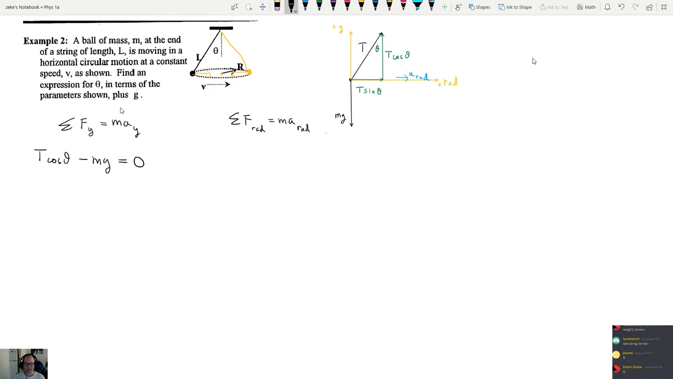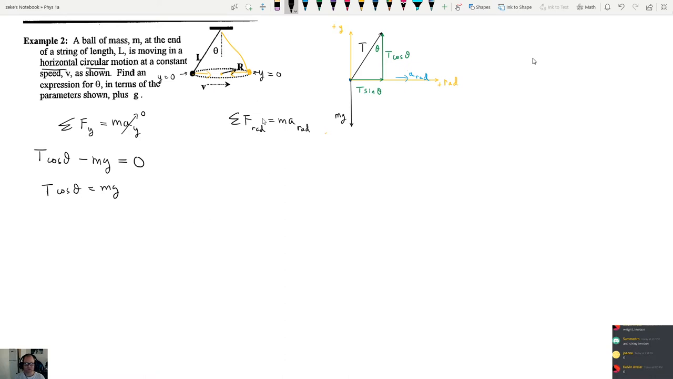Zero, and that's because it says it's a horizontal circular motion. That means the y coordinate of this object, let's say we call this point y equal to zero, then this would also be y equal to zero, which means the y coordinate is never changing if it's horizontal. Horizontal means flat relative to the ground. So that means that the a_y is zero. Okay, so that means we know that T cos theta is equal to m times g.